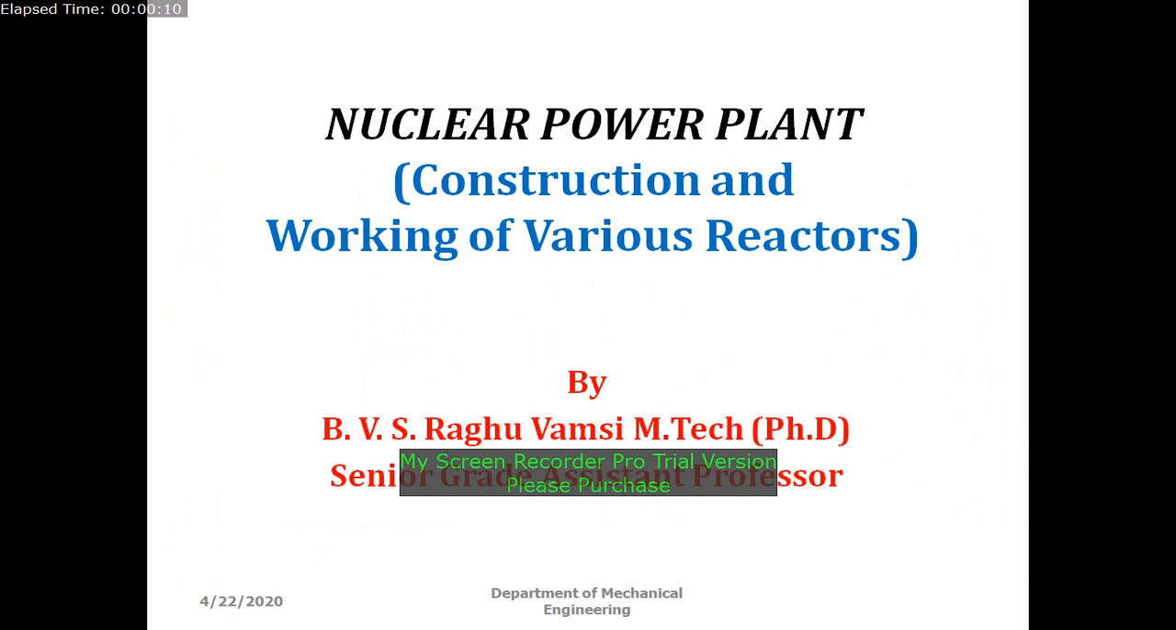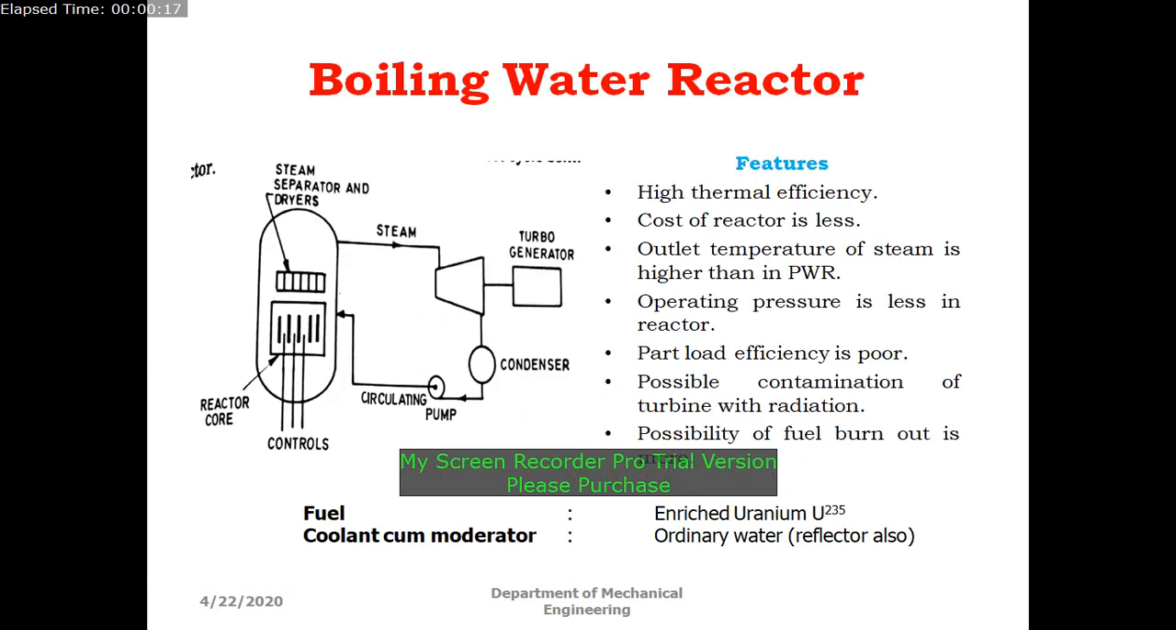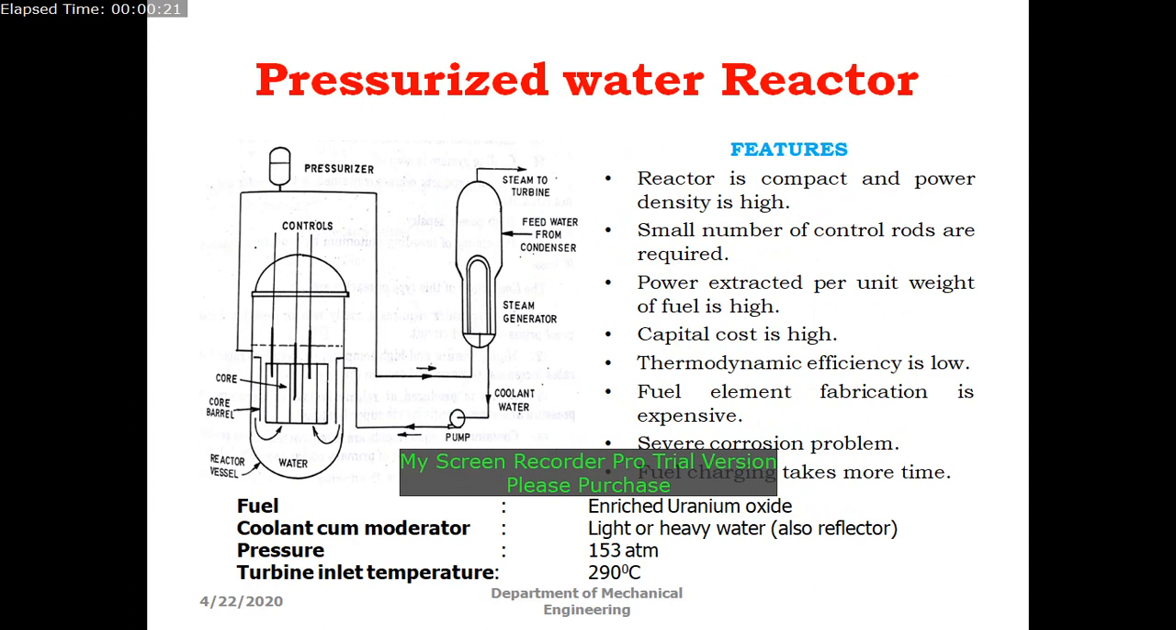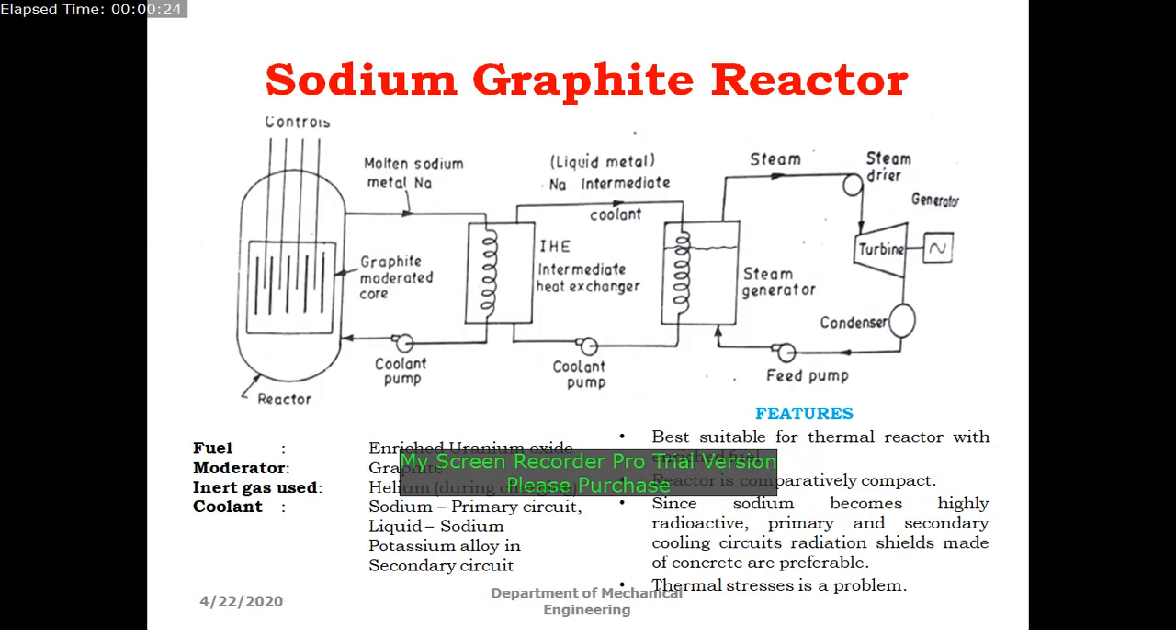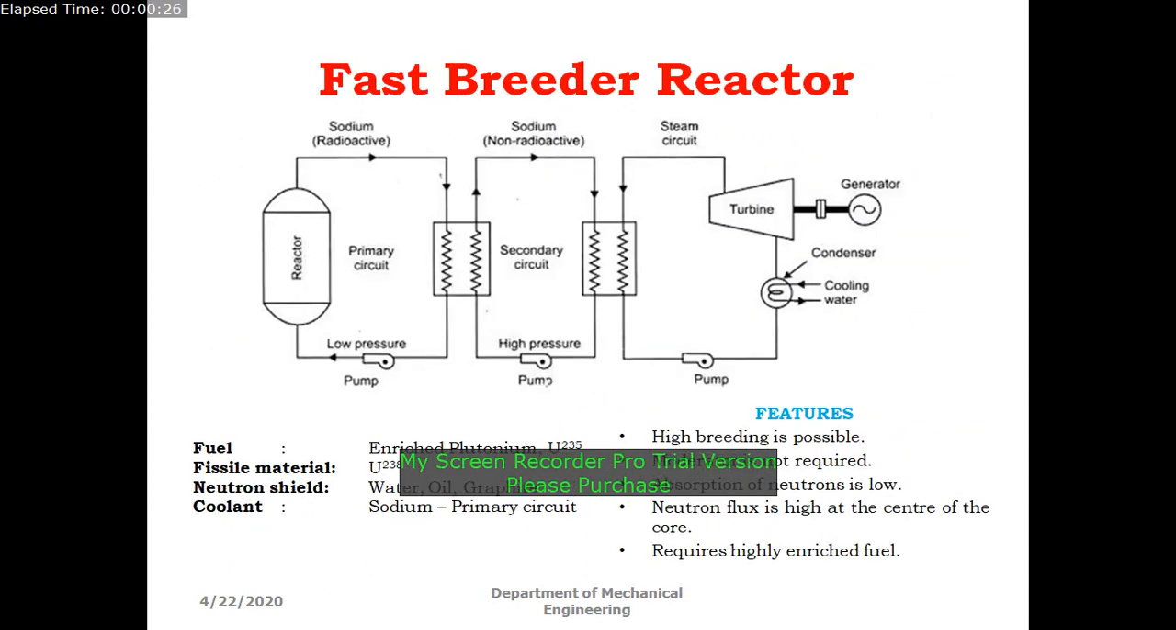In the previous lecture, we have discussed the construction and operating features of various reactors. In that we have covered boiling water reactor, pressurized water reactor, sodium graphite reactor, fast breeder reactor. Of all these cases, each one has its own advantages. One advantage with fast breeder reactor is we can reduce the rate of disposal of radioactive material into the environment.